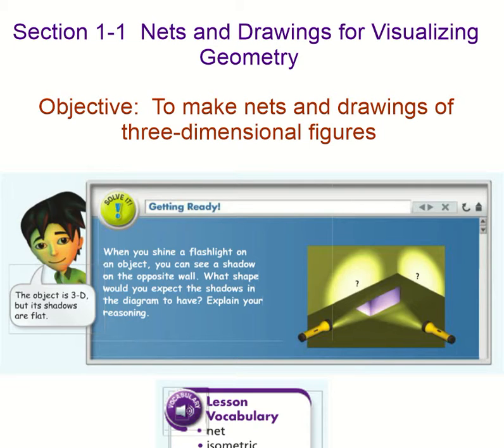Well, if I look at the side that this first flashlight is shining on, that looks like it would probably make a triangle. And if I look at the side that this flashlight is shining on, it's shining on a rectangle. So the shadow would probably look like a rectangle. The shadows are two-dimensional, but really the shape is three-dimensional. And so we have to start thinking about things like that.